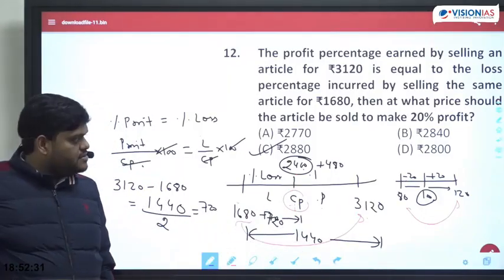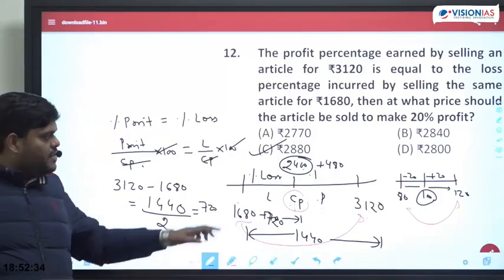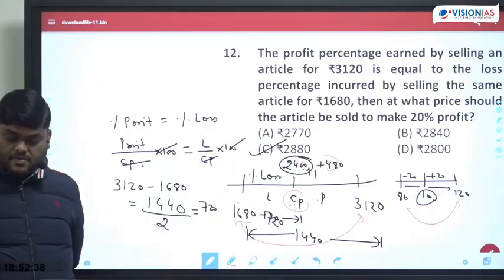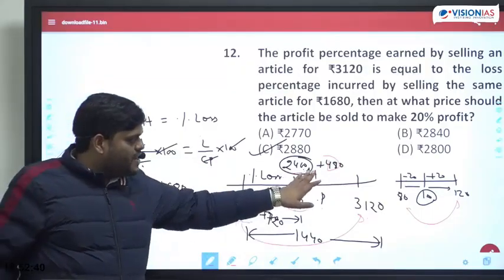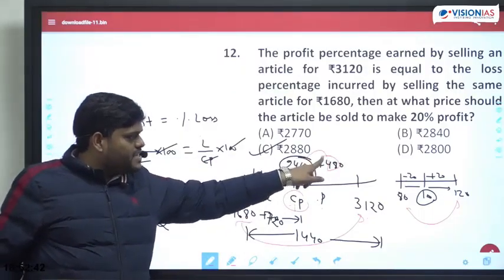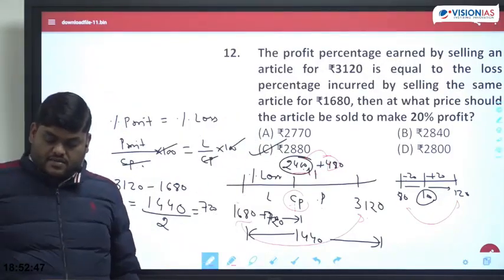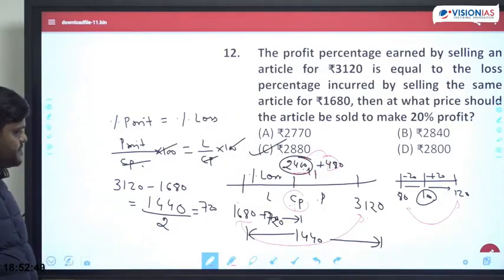Everything is fine. I was thinking something else was going in my mind. हाँ ठीक है, everything is fine. Actually, in this step I was making the mistake. Something else was going in my mind. Everything is correct here.